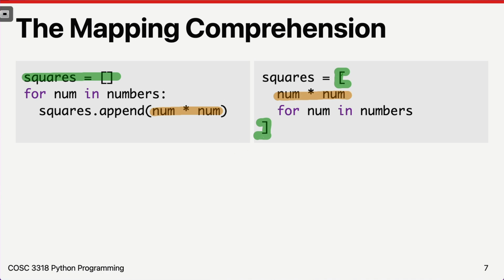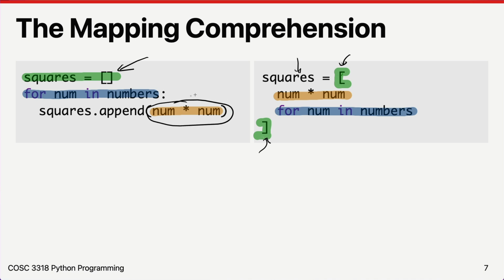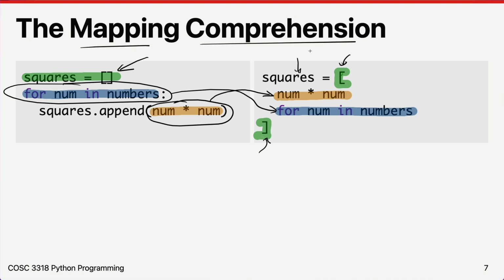Then finally, we need to specify where those values are coming from. So for num in numbers becomes the second part of that list comprehension. So this is what it looks like when we do a list comprehension. We don't have to declare the list anymore. We just declare the variable and then this list comprehension syntax. We take the value that we're going to calculate and we put that on our first line. And then we take the for loop and we put that on the second line. Okay? So this is the mapping version of the comprehension.